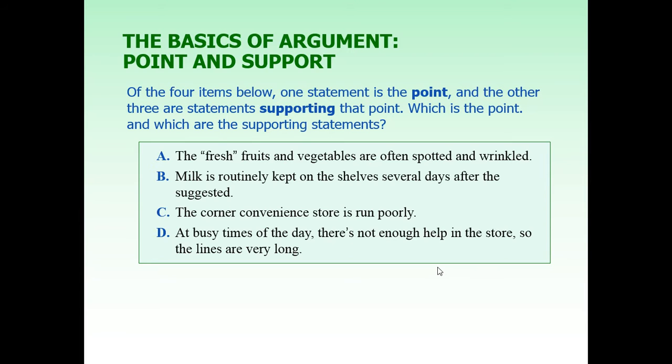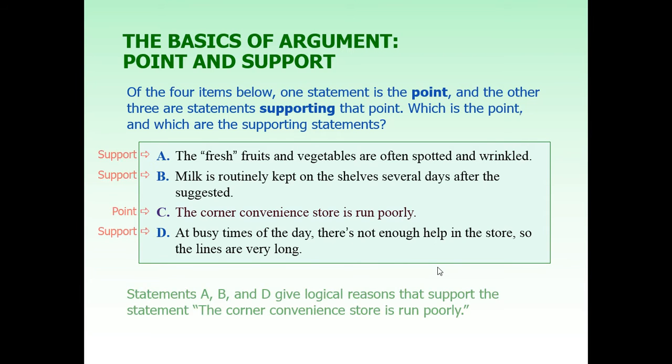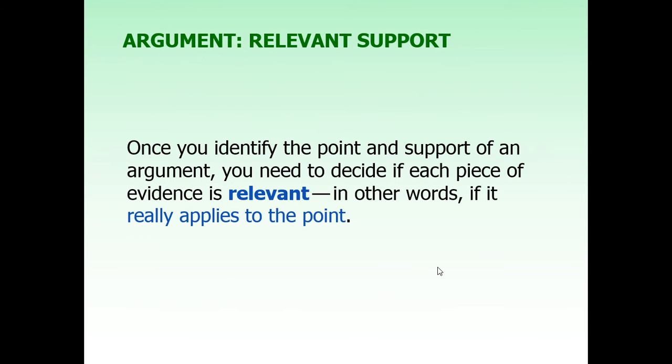So we look here, what are they really talking about? Well, they're talking about all these horrible things, and the point is C, the corner convenience store is run poorly, and then A, B, and D are the supporting details giving the reasons why. And they're logical. Okay, so that is the key point. You have to make sure that it is relevant to your point.